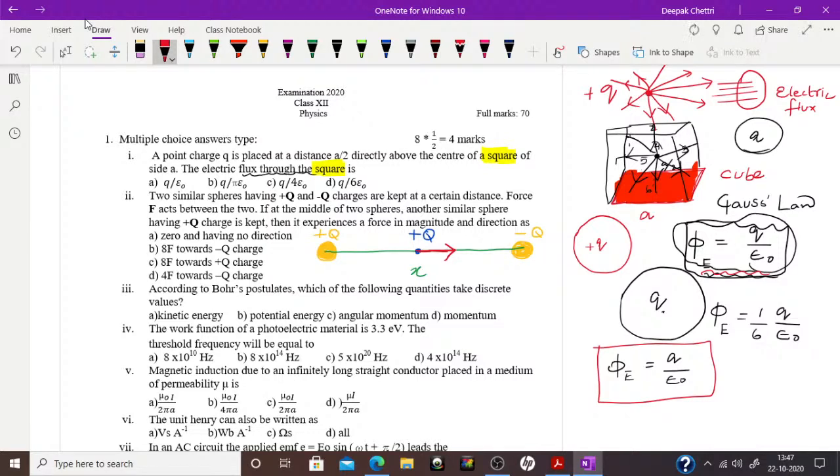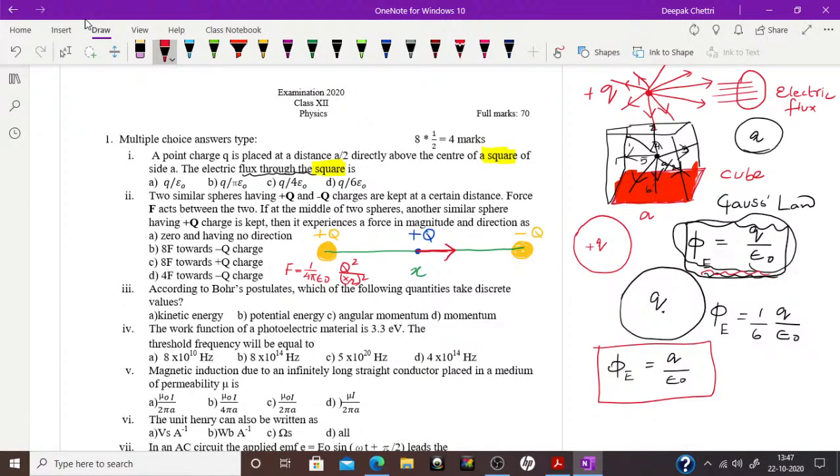And let us say that the force between these two is, how do you write the force between these two? You use Coulomb's law, which is F is equal to 1 by 4 pi epsilon naught, then multiply the two charges, q into q, divided by the distance square. What is the distance between these two? The total distance from here to here is x, so half of the distance will be x by 2, so this will be x by 2 whole square, right?